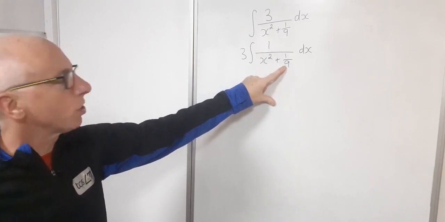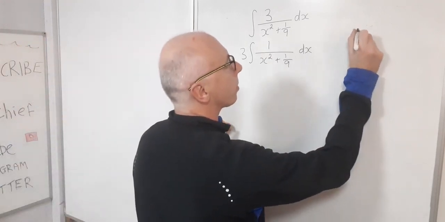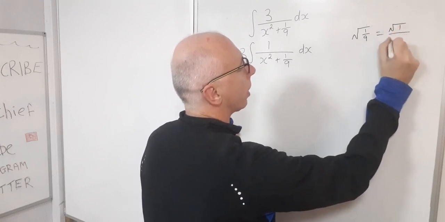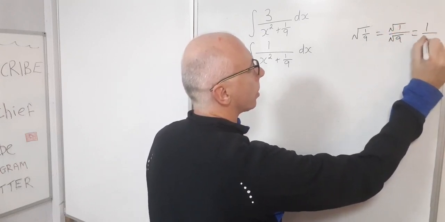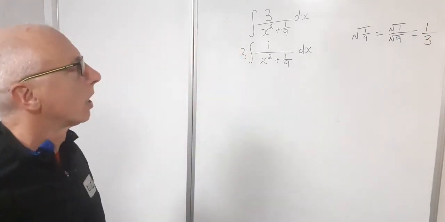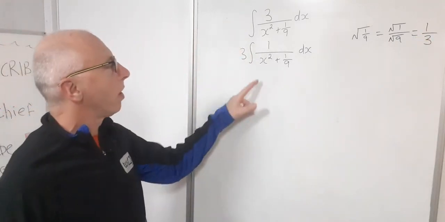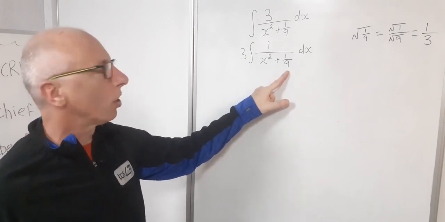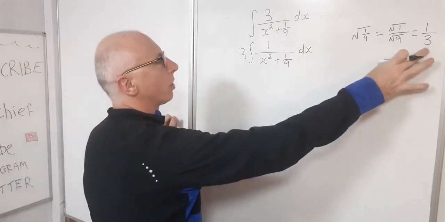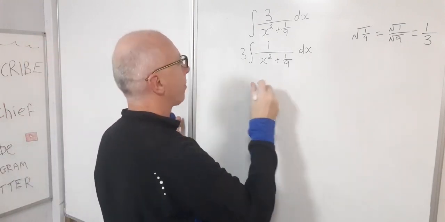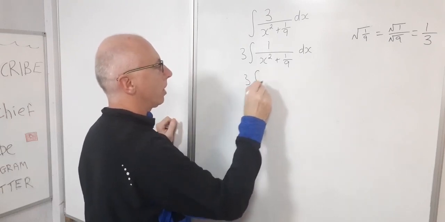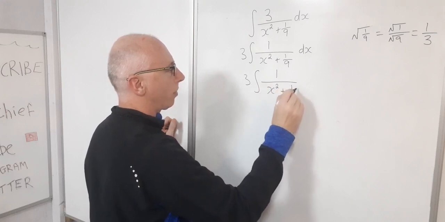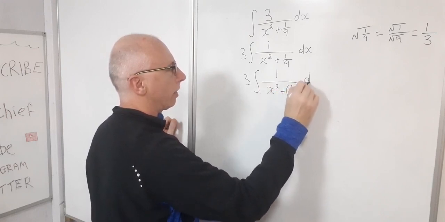So 1 over 9, what's the square root of 1 over 9? The square root of 1 over 9 is the same as the square root of 1 over the square root of 9, which is 1 over 3. So with the inverse tangent in mind, I'm going to try and do that, because if you try to do partial fractions of this, that's going to look quite a mess. So let's just try and write that as 1/3 squared. So now we've got 3 times the integral of 1 over x squared plus 1 over 3 all squared dx.